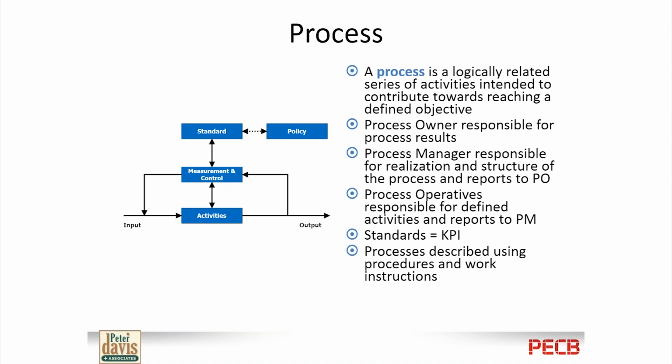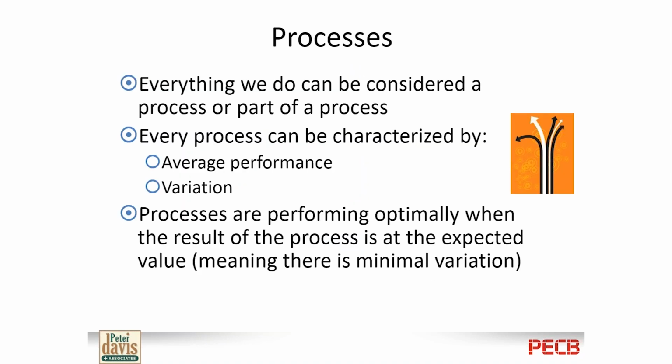Now, by definition, if you have the best input and the best activities, then you have to have the best output. We can try to do quality assurance and inspection and all those things, but as Harold F. Dodge of the Bell Labs once said, you cannot inspect quality into a product. You have to build it in. So processes are everything you do in your organization can be considered a process or part of a process. And those processes are all characterized by average or mean performance and some variation around the mean. So we'll have it like, say, 6 plus or minus 2.